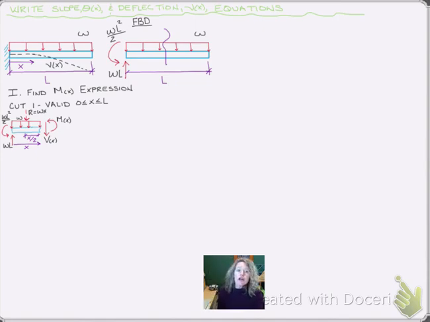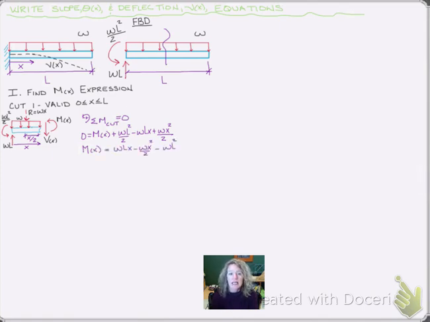All right, so now we can actually do a little bit of statics, and we can sum moments at the cut equal to 0. And so when we do that, we would have M of x, we'd have the applied moment WL squared over 2 minus WLX, and then plus WX squared over 2. And then we'll just rewrite that to get the moment expression.